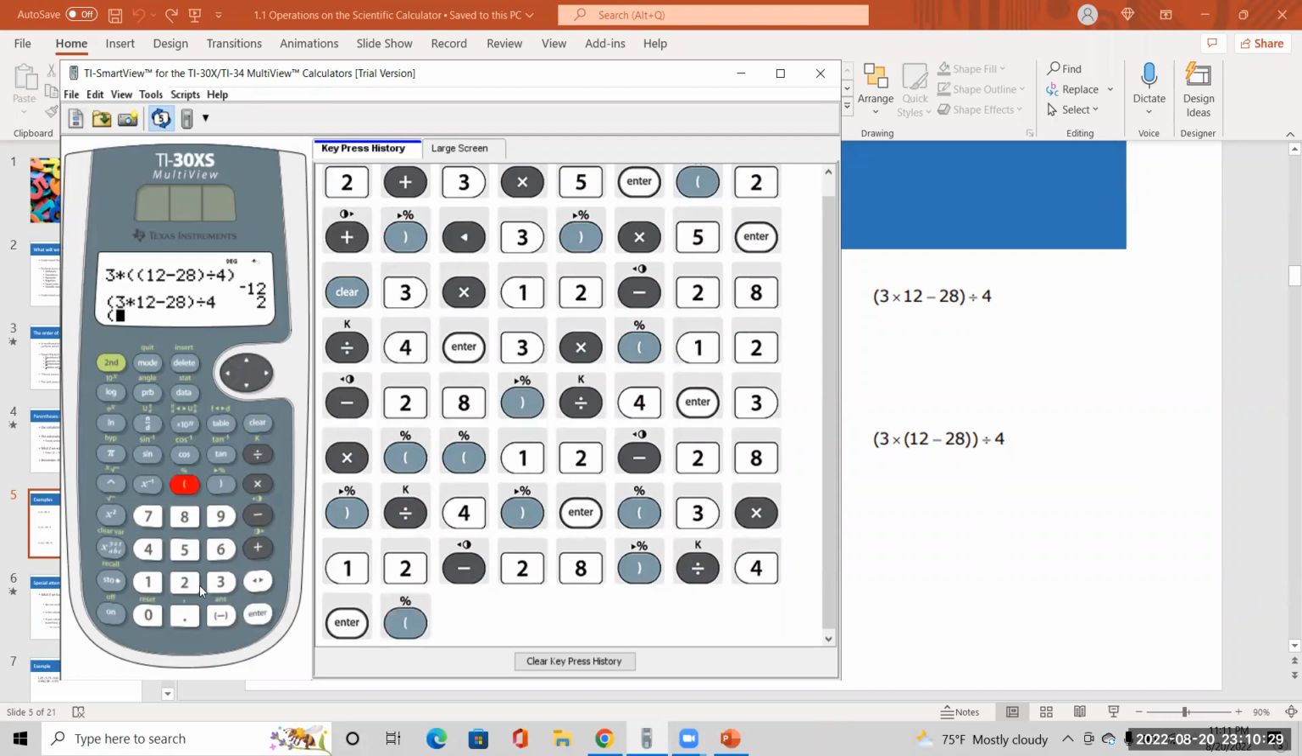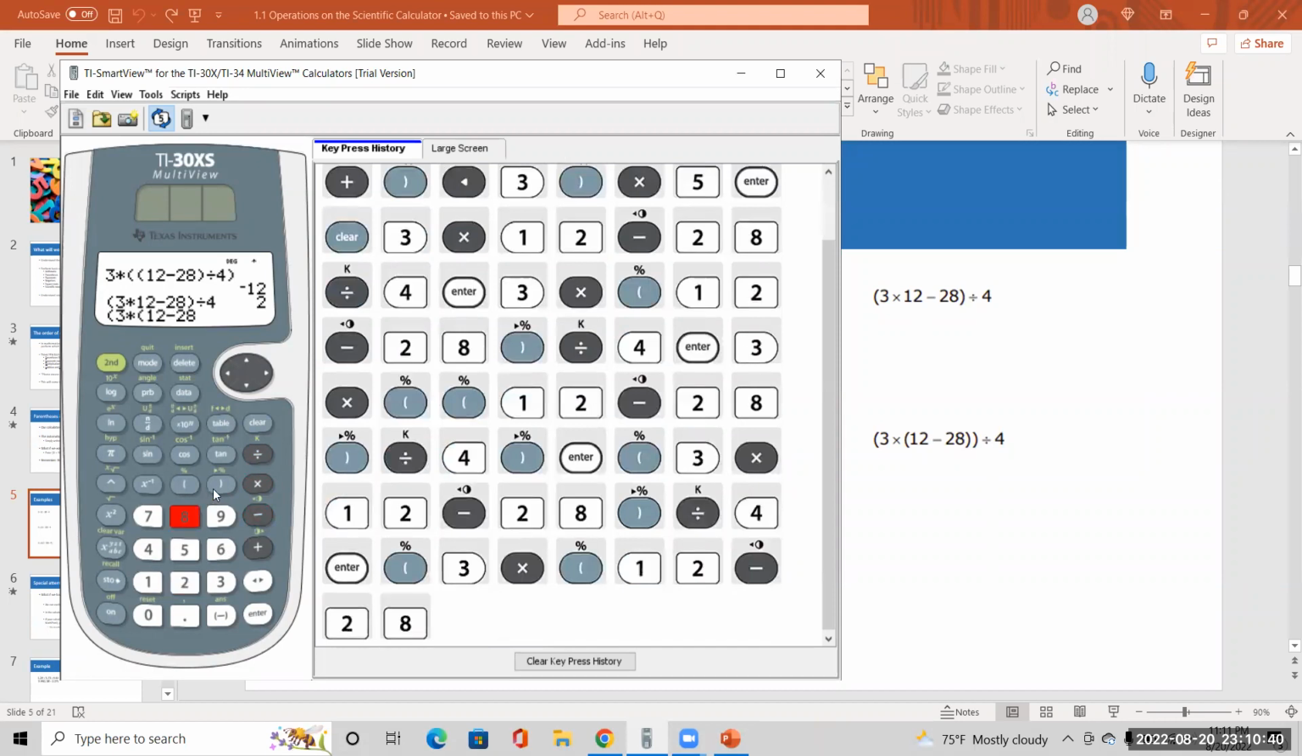And lastly, we can have parentheses 3 times, open parentheses again, 12 minus 28, and divide that by 4. And look at that, we got negative 12 again. So all of these were with the same exact numbers, just changing that order of operations around.